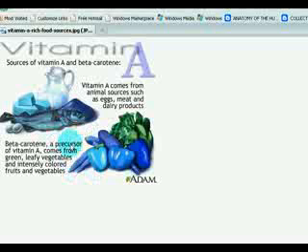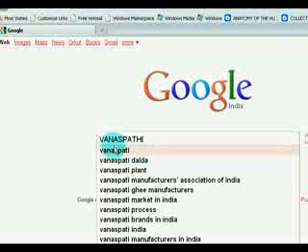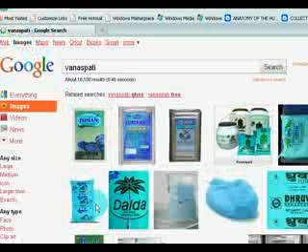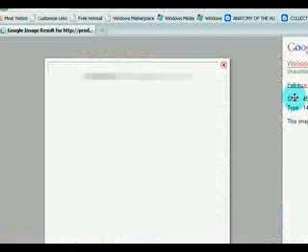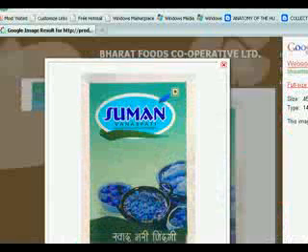Foods fortified with vitamin A, like vanaspati, margarine and milk.